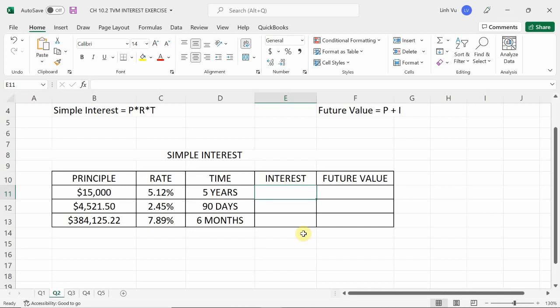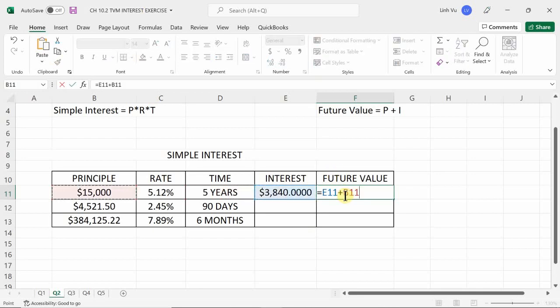3,840. Let's see. So 15,000, right? You're going to multiply by 0.0512, and because it's in 5 years, I'm going to times it by 5. Should give me 3,840. Yes. So how much is it going to be in 5 years? 18,840. Right? Principal plus interest. Okay?